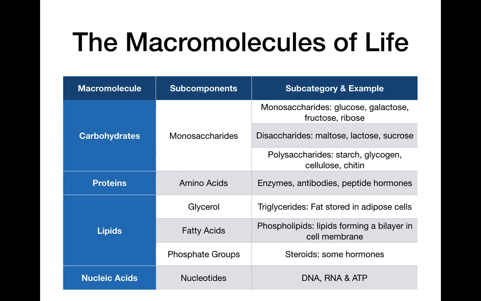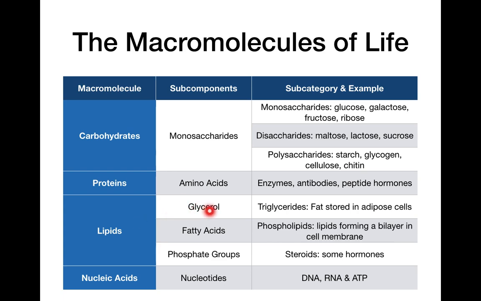The smallest subunit of a protein is called an amino acid, and proteins can make up enzymes, antibodies, and peptide hormones. Some hormones are made from proteins, some are made from fats. Antibodies for your immune system are proteins, and so are enzymes. Even the enzymes that break down proteins are actually proteins themselves, like trypsin and pepsin. All enzymes are proteins.